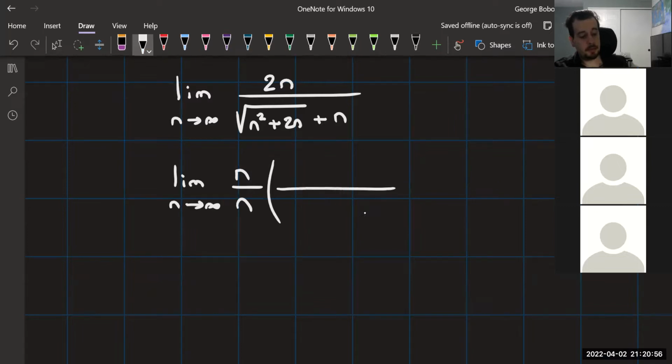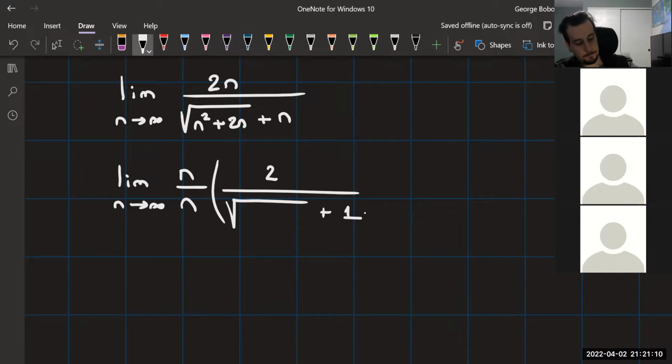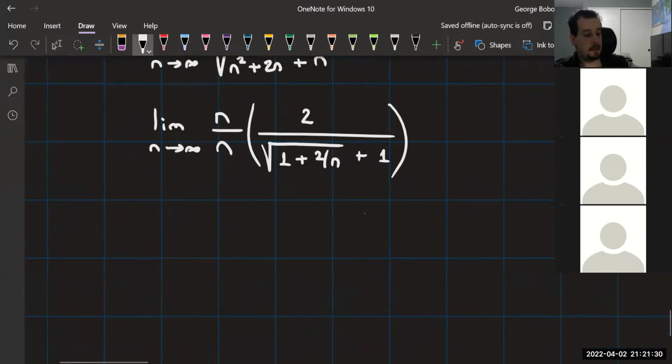And Grace here, what am I going to be left with in the numerator and denominator? In the numerator, it's 2. In the denominator, it would be plus 1 after the square root. Now, to help you out a little bit, it's like you have factored n squared out of the square root. Okay, so you get 1 plus 2 over n. Perfect. So what do we get here? These cancel. And when you plug in the infinity on this one, this goes to 0.